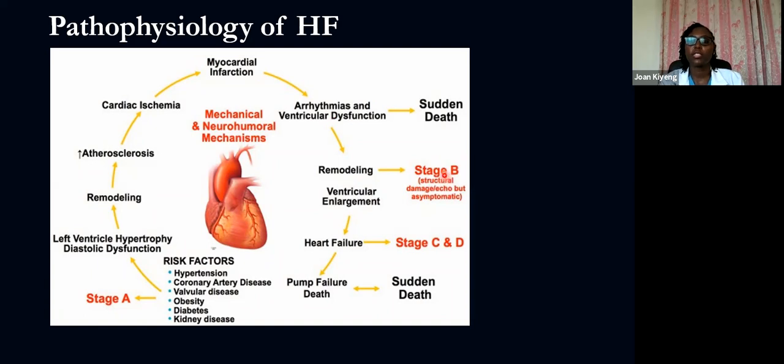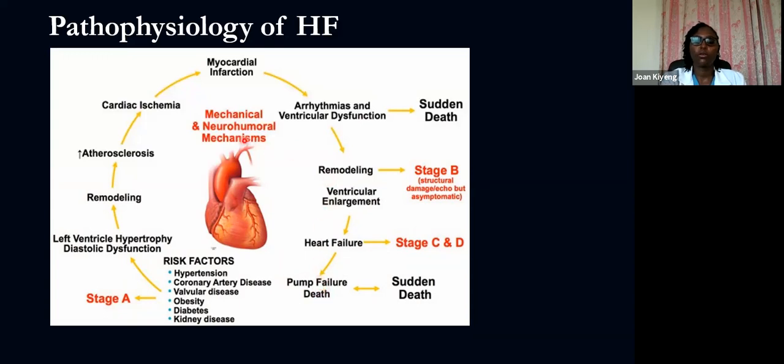They have structural heart disease. For those patients who have valve disease but are asymptomatic, they will fall on stage B. Stage C is whether they have present or past heart failure. If they have ever suffered heart failure, then they come to this stage. And D is, of course, refractory heart failure. And in the end, the pumps start failing and they die. So that is how heart failure occurs.